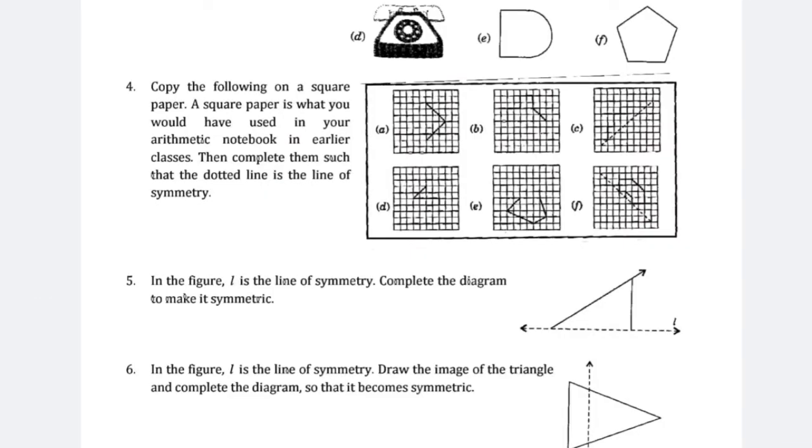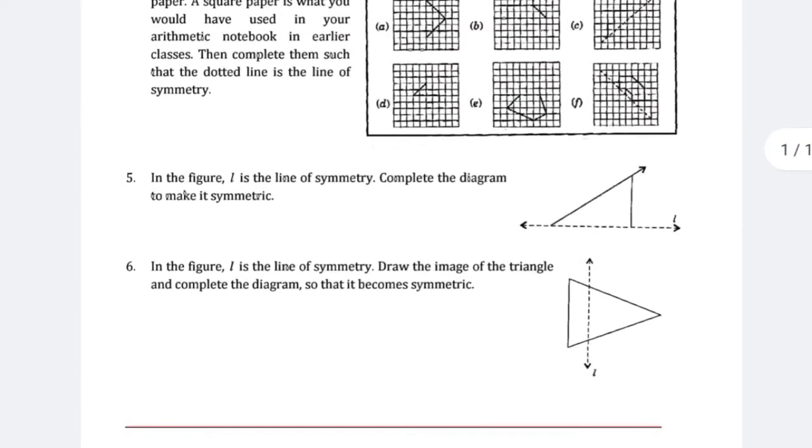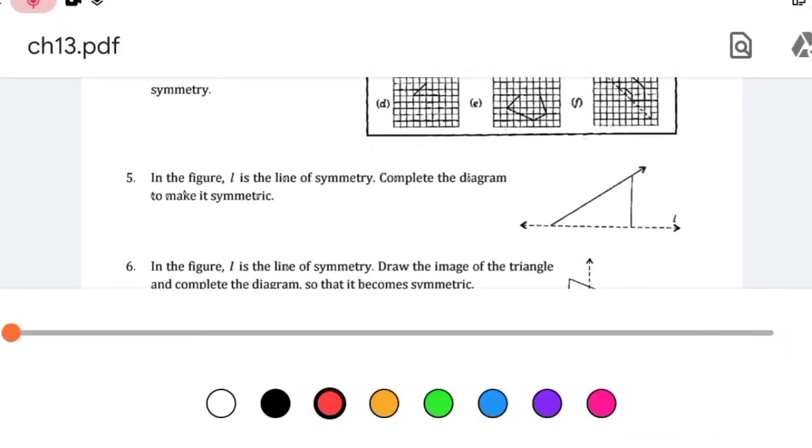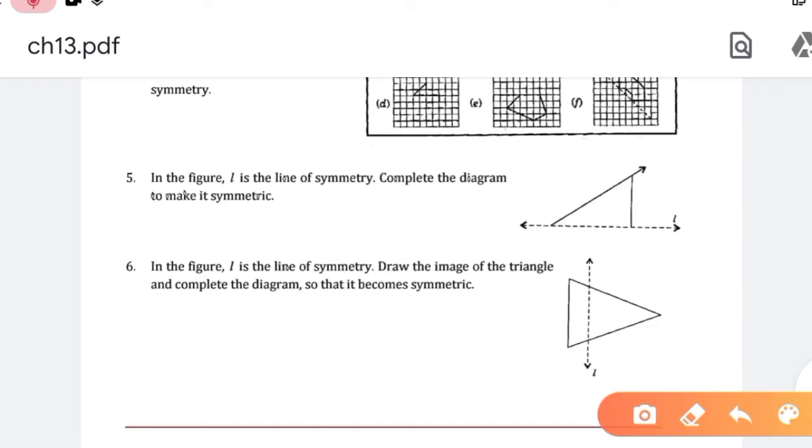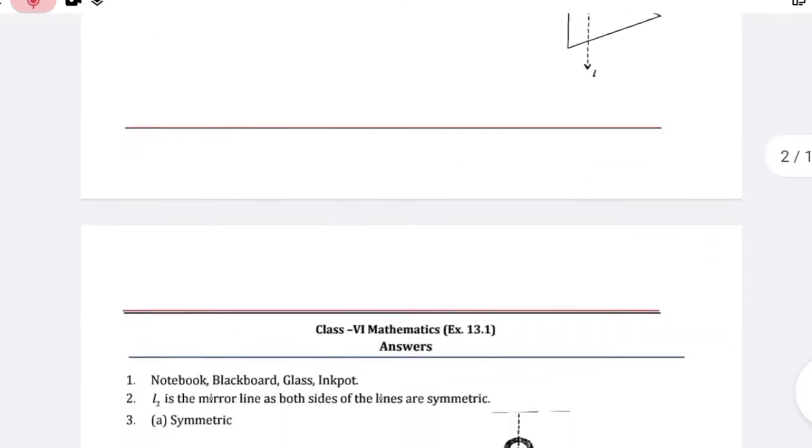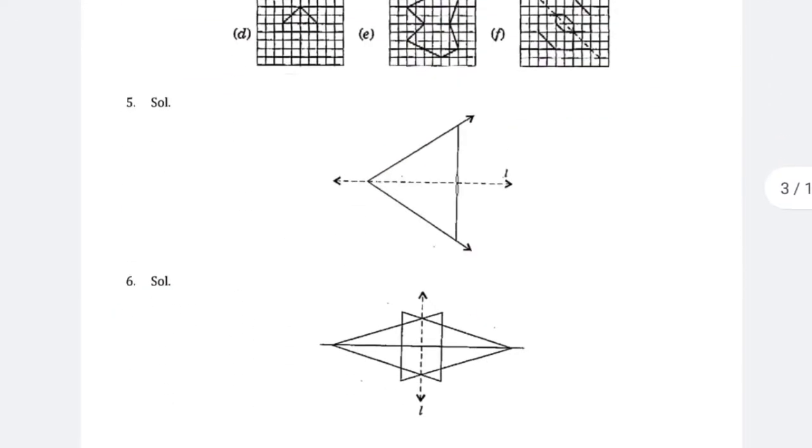Now question number 5. In the figure, L is the line of symmetry. Complete the diagram to make it symmetrical. See that here we have to draw the symmetrical figure down. So we have to draw the symmetry like this and fill it up. So how to draw it? Let me show you. So here the answer to question number 5 is this figure.